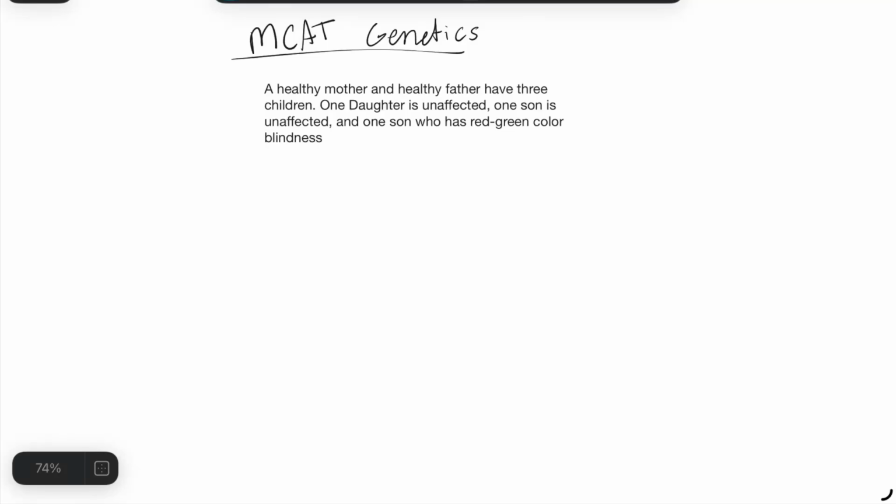A healthy mother and a healthy father have three children: one daughter who is unaffected, one son who is unaffected, and one son who has red-green color blindness. The parents are asking how their son could have the disorder if neither parent has it.